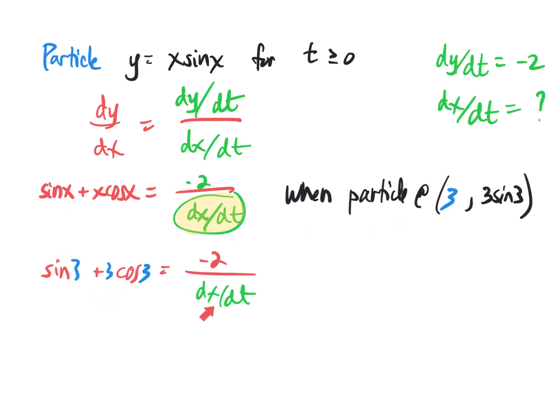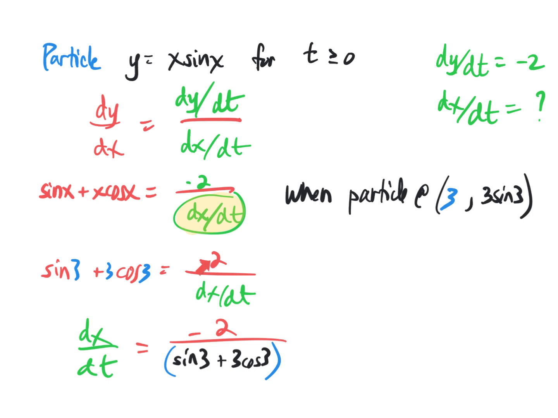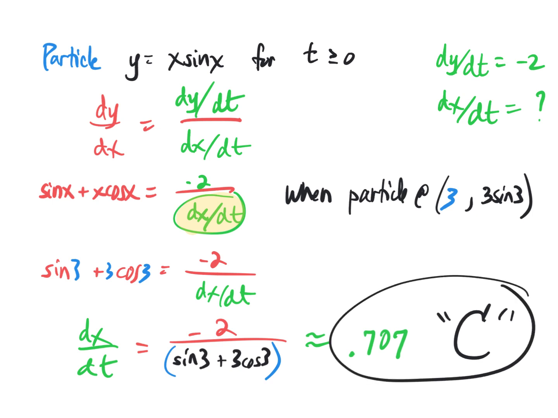All right, so dx/dt, when we solve this algebraically, is equal to negative 2 divided by sine of 3 plus 3 cosine of 3. And this is approximately equal to 0.707, which, alas, is choice C. That's how we would do number 32.